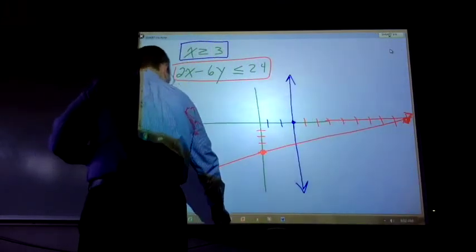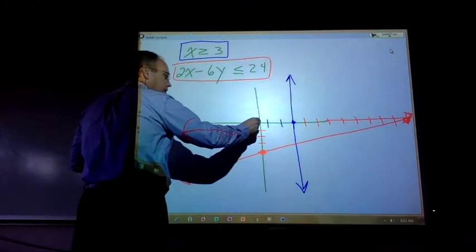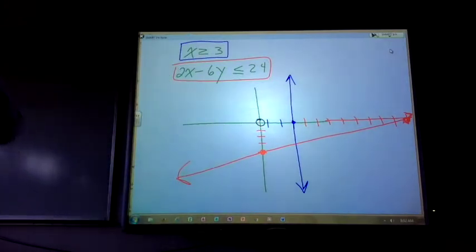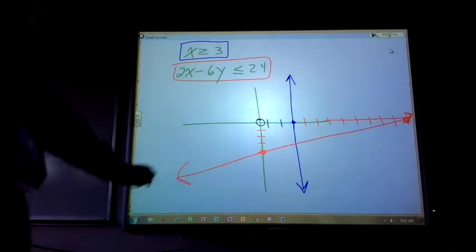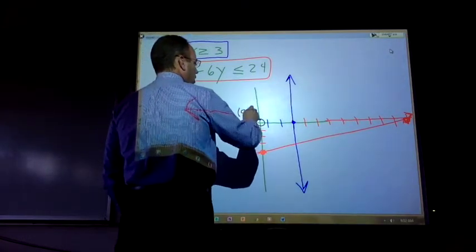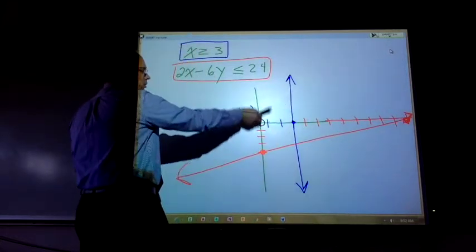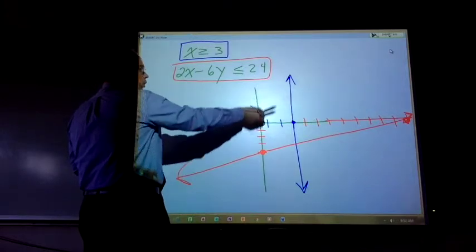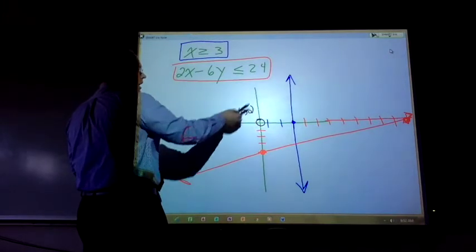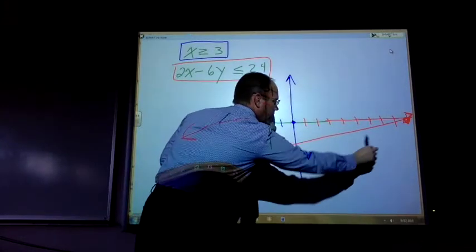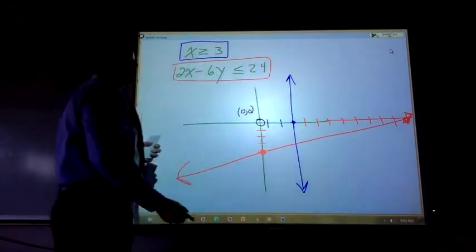Is 0, 0 an okay test point up here? Meaning, do either of the lines go right through 0, 0? No. So it's a great test point. If this region right here is true, true, then we shade here. If it's false, false, then I'm going to shade the region over here. Okay? So let's see which one works.